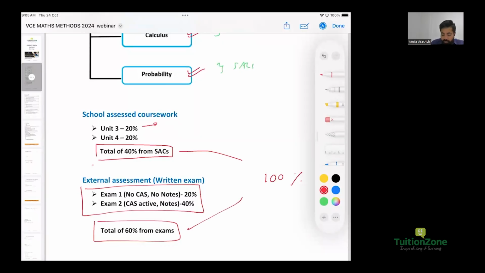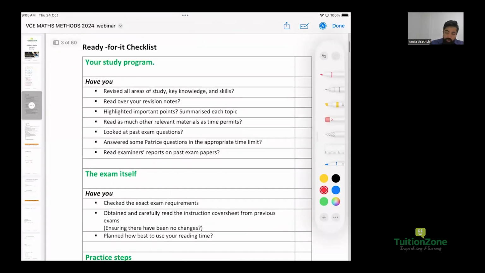Within this 40, you've got something at this stage already, so you can't change that. Your target is, out of this 60, to get the highest possible marks, because you can't change the SAC marks anymore. All right. How about all of you?